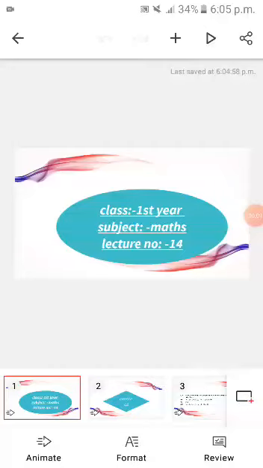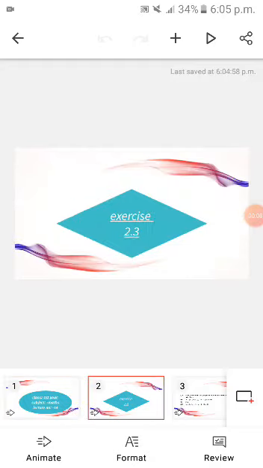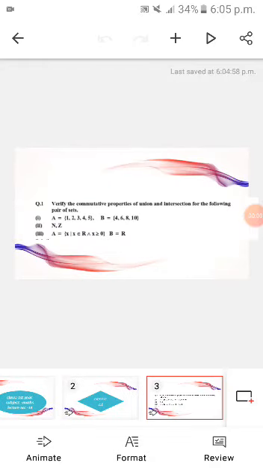Bismillahirrahmanirrahim. Class first year, subject Maths, lecture number 14. In this lecture we discuss exercise 2.3. Question number 1. Verify the commutative property of union and intersection for the following pair of sets.